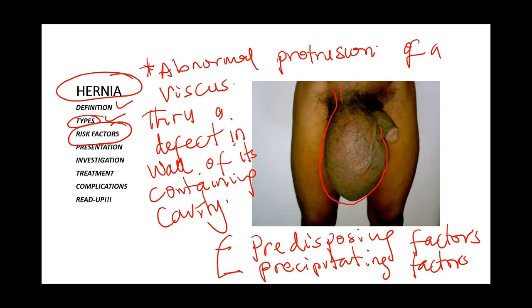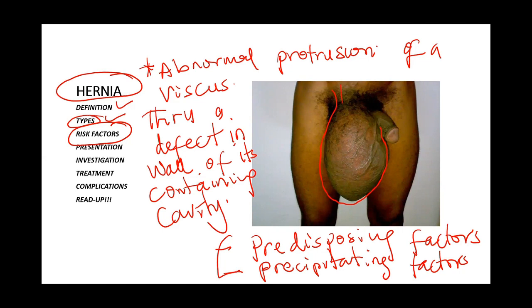When you say predisposing factors, those are factors that are inherent in the patient, like obesity, connective tissue diseases, weakness in the anterior abdominal wall muscles, and so on. All these are factors that are inherent. While precipitating factors are those factors that will increase intra-abdominal pressure and cause straining.